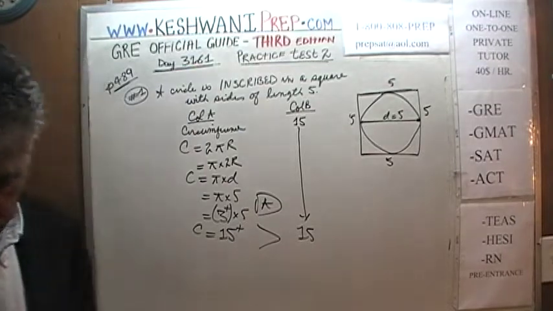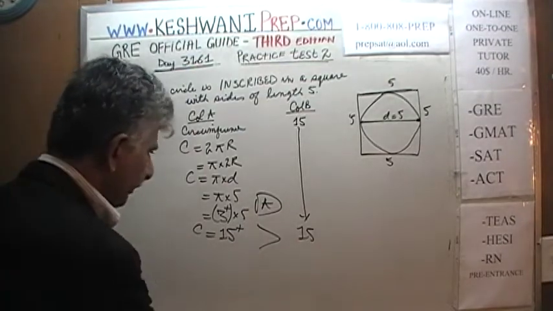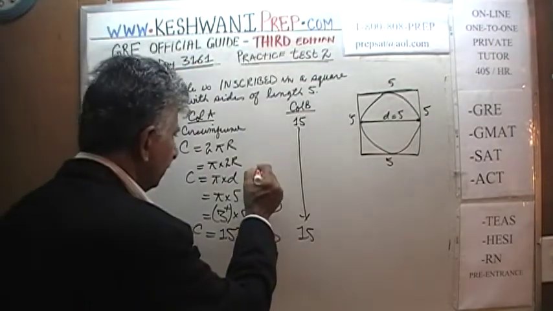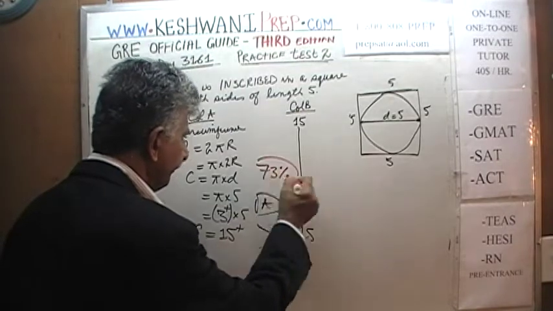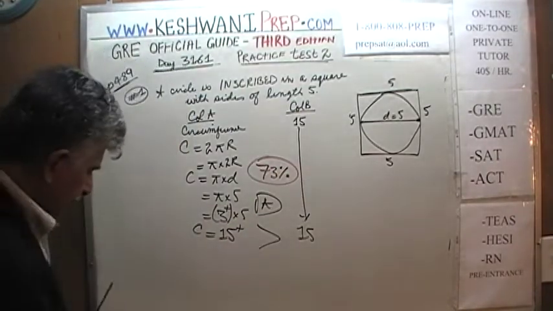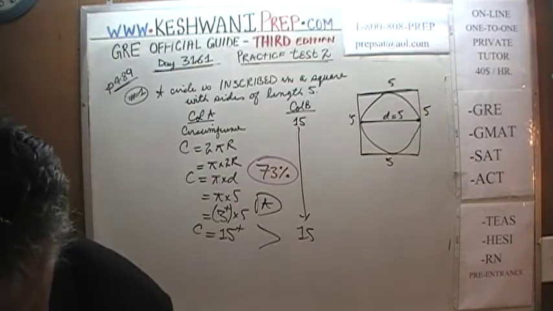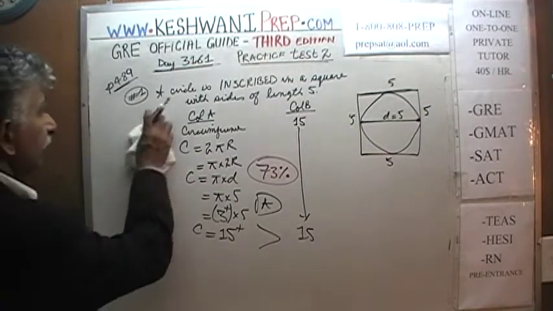Very simple, very straightforward. So straightforward, in fact, that three quarters of the people who took the exam had no trouble with it. 73% of people got it right. Let's move on to number 2.